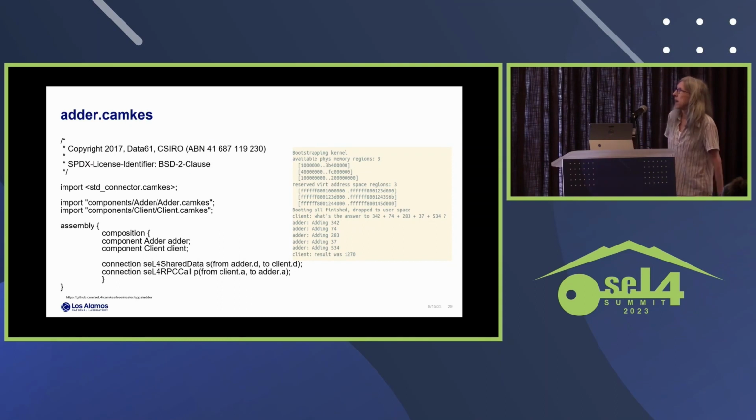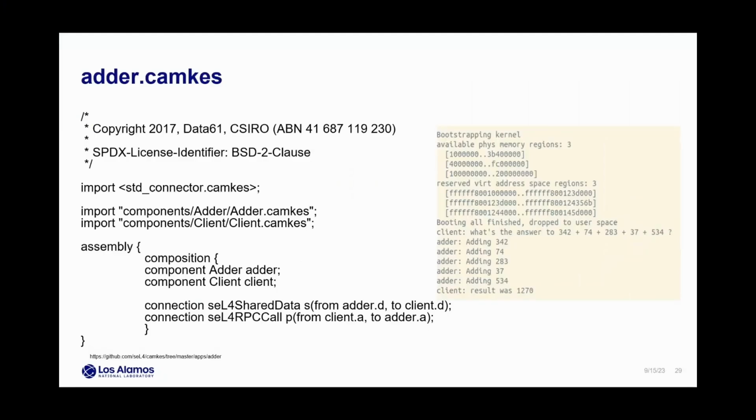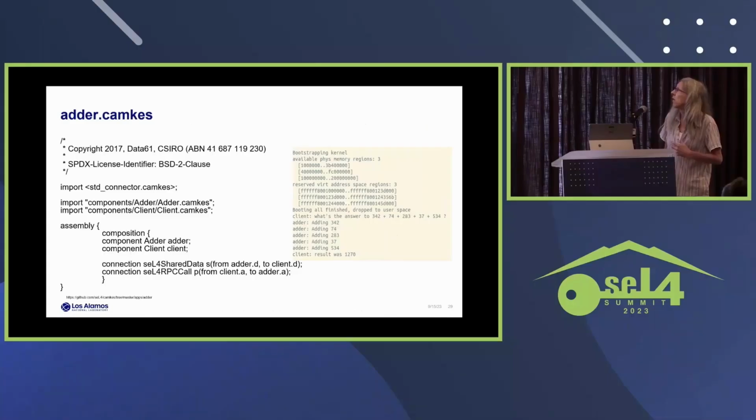So this is an example of one of the CAmkES files for the app called Adder. Remember I talked about those ADL instructions. It's got the components for Adder and client. It talks about connections for shared memory and RPC call. Once you run that, you get the output on the right. This was actually generated by our tool that uses this CAmkES app as the default one, although you can change it.